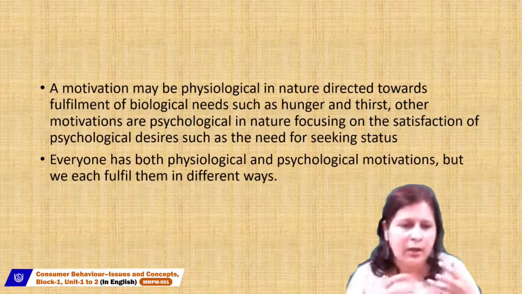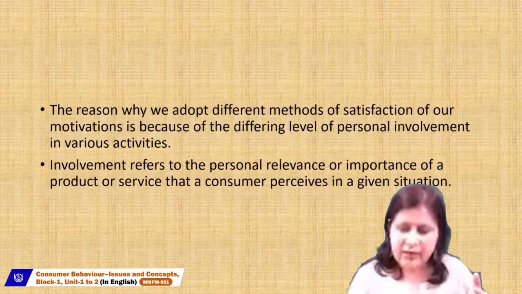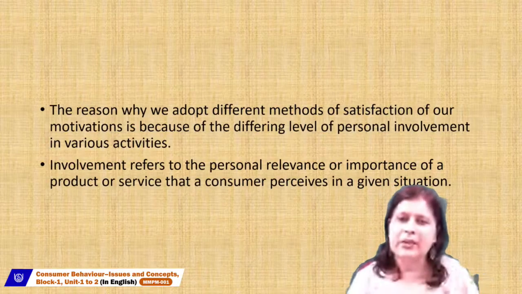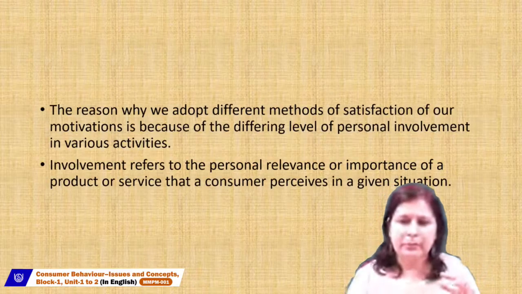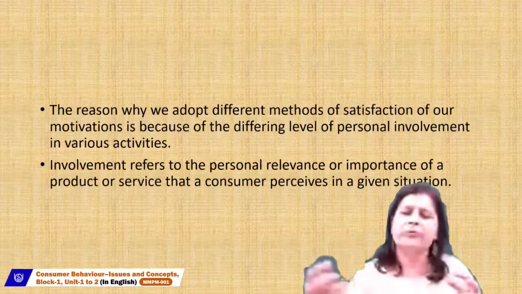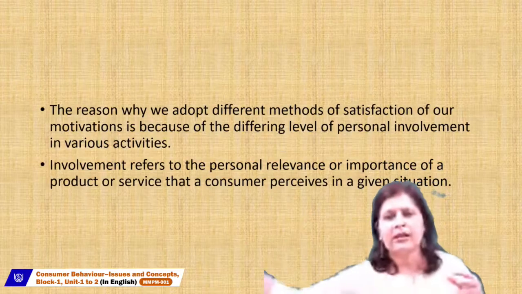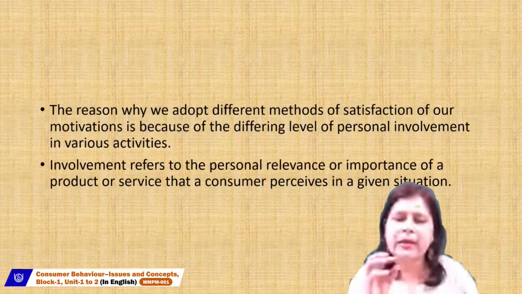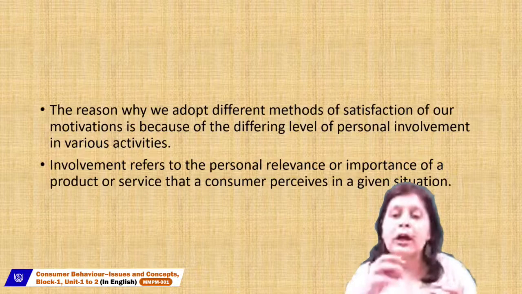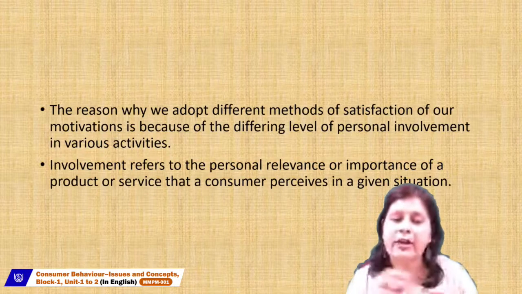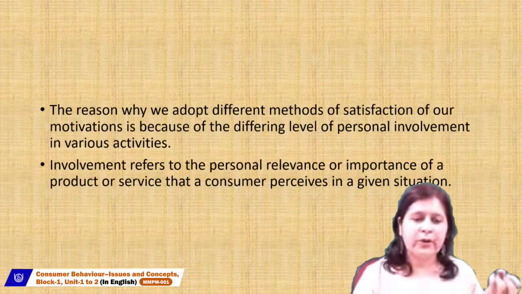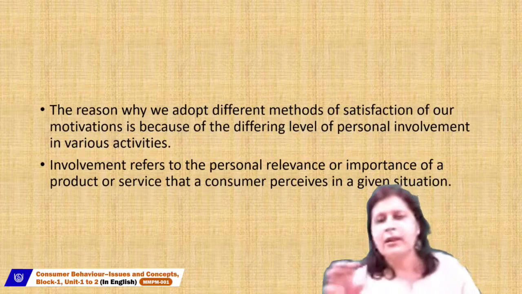Why do we fulfill our needs in different ways? Because of the difference in personal involvement in the various activities. There are different levels of personal involvement, and it varies from person to person. And what is this personal involvement? It basically refers to the personal relevance or importance of a product or service that a consumer perceives, that is, how important that service or product is for that particular consumer in a given situation.